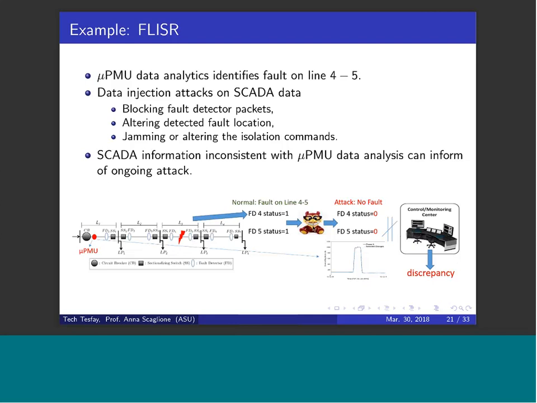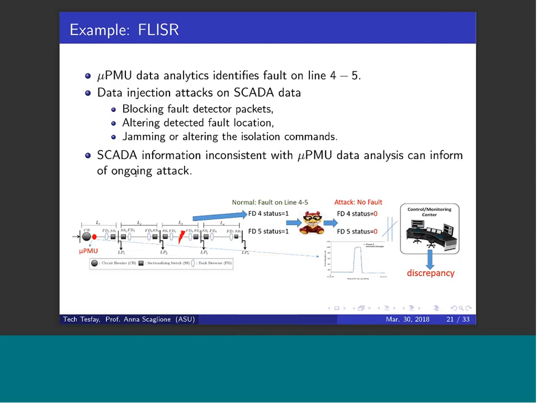The attacker manages to tamper with this data and reports as if there is no attack going on, or there is no fault in this network. So the intrusion detection system in the cloud will see this mismatch between the PMU data analytics and the information reported using the SCADA packets, and then it can conclude that there is something wrong going on.